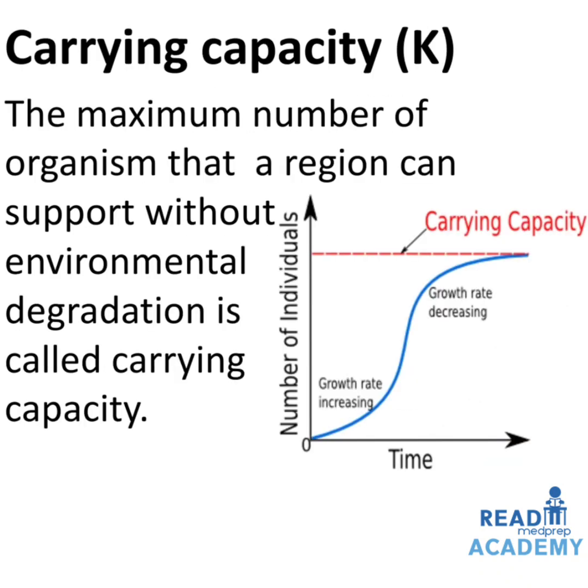The maximum number of organisms that a region can support without environmental degradation is called carrying capacity. Here you can see in the graph the number of individuals on the y-axis and time on the x-axis, and an S-shaped curve is formed up to the level of the carrying capacity, where the growth occurs continuously, and at a level near the carrying capacity the growth becomes decreasing.